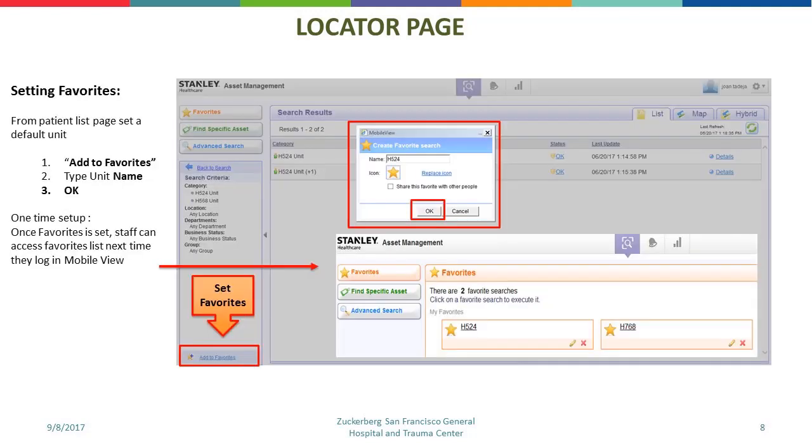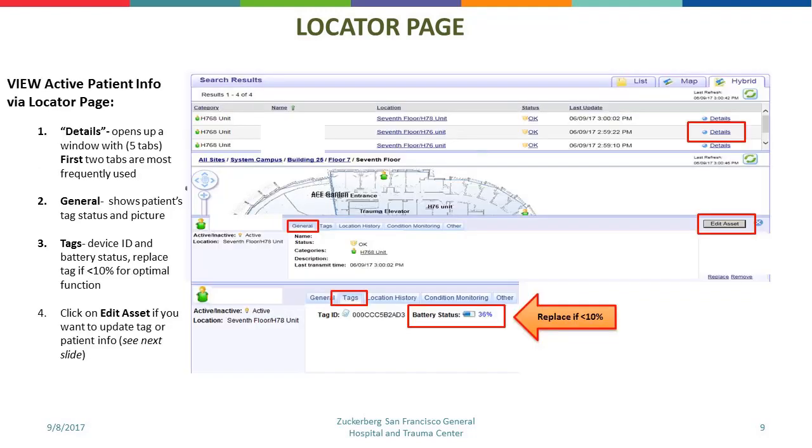To have easy access to your default unit, set a Favorites List. To set up the Favorites List, on the bottom left side of the Locator page, click on Add Favorites. This brings up a pop-up page. Type in the unit name and click OK. Once set, the next time you log in to the system, you can directly click on your unit to launch your patient list.